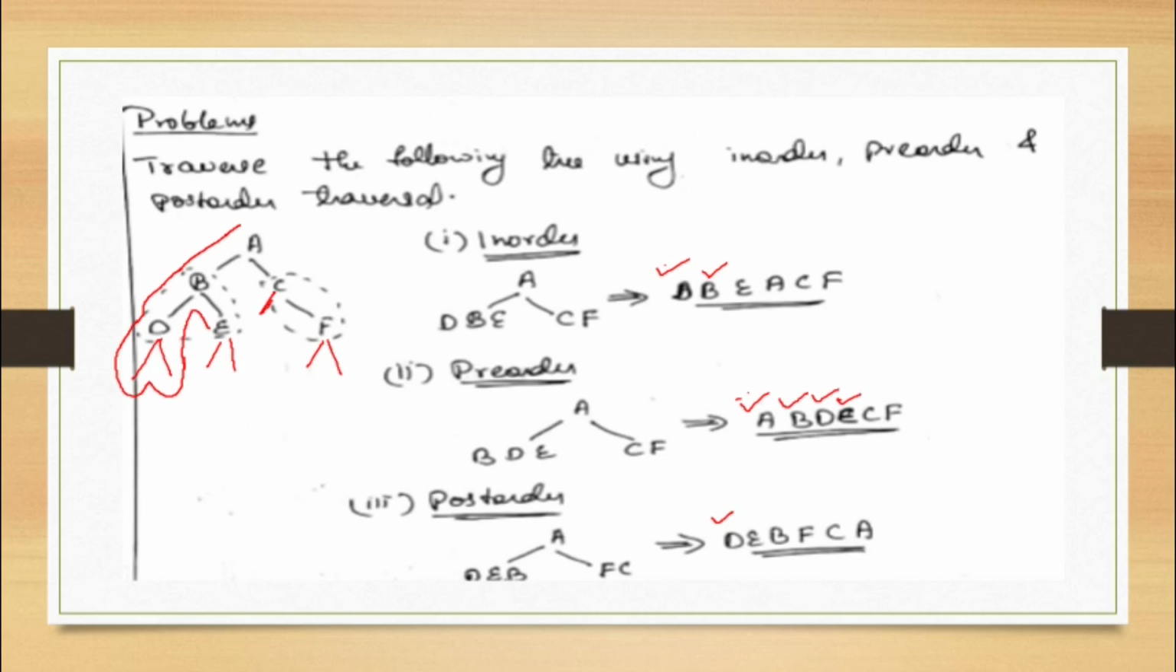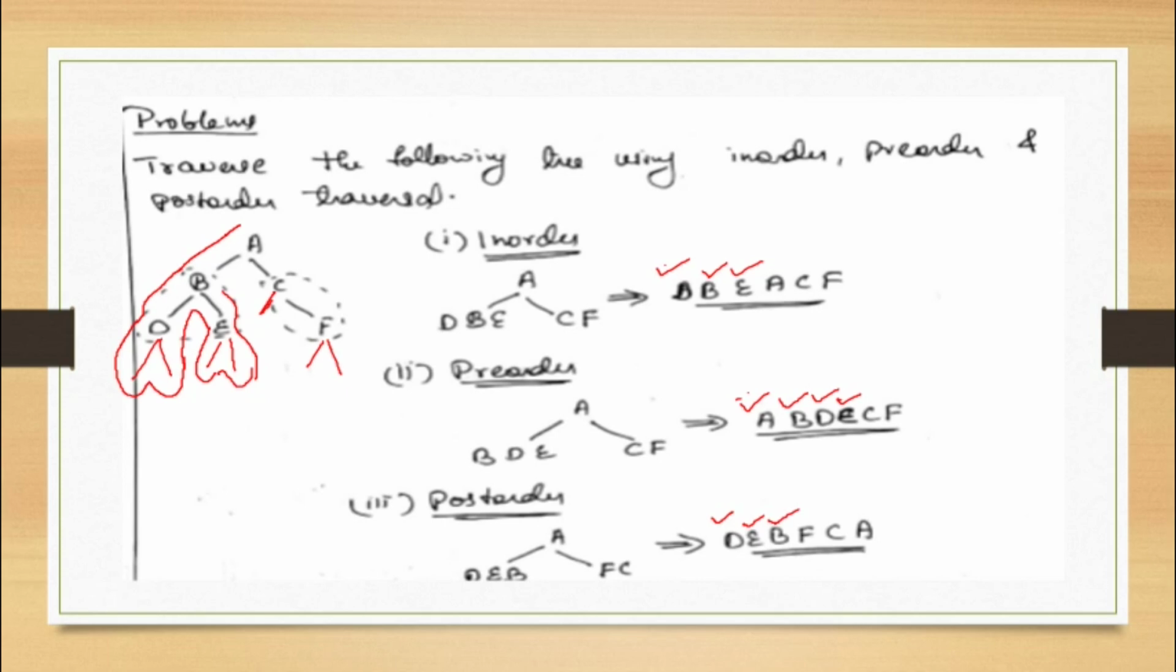Then I come back in this way and I visit E for the second time, so I have to write it in order. Then I visit E for the third time. That time I have to mark it in post order. So I go back here and I visit B for the third time, so I have to mark it in post order.